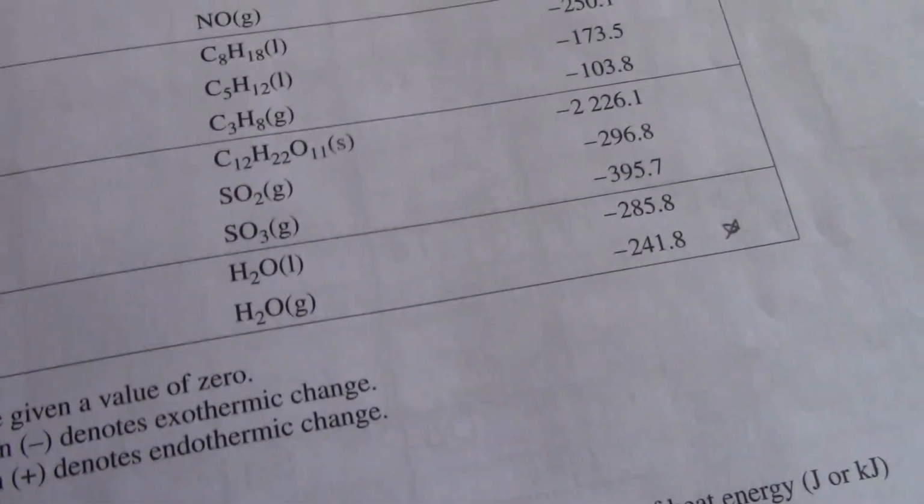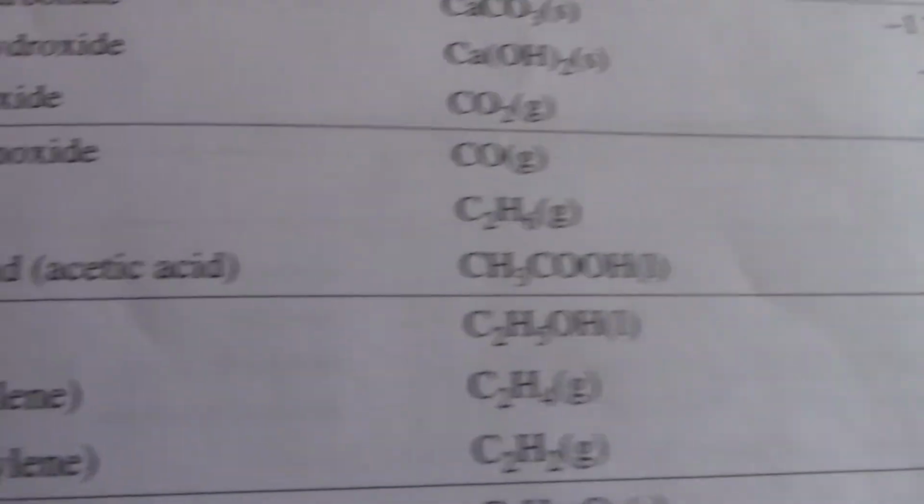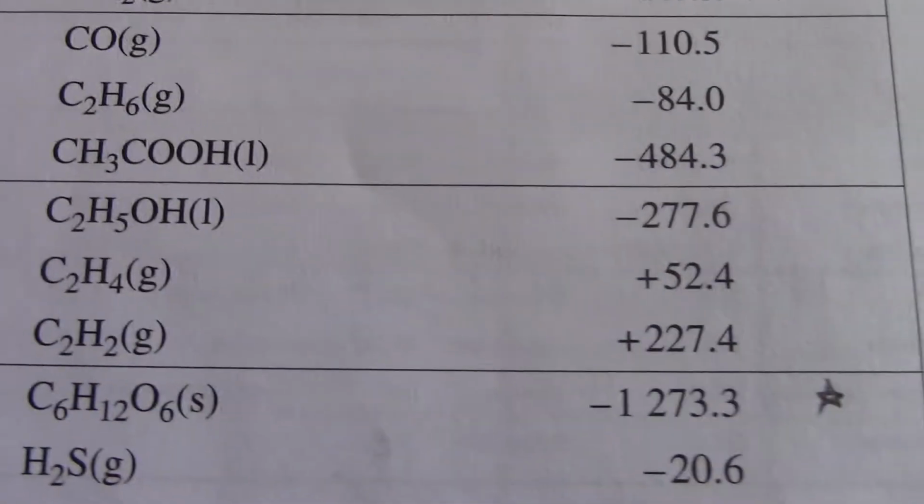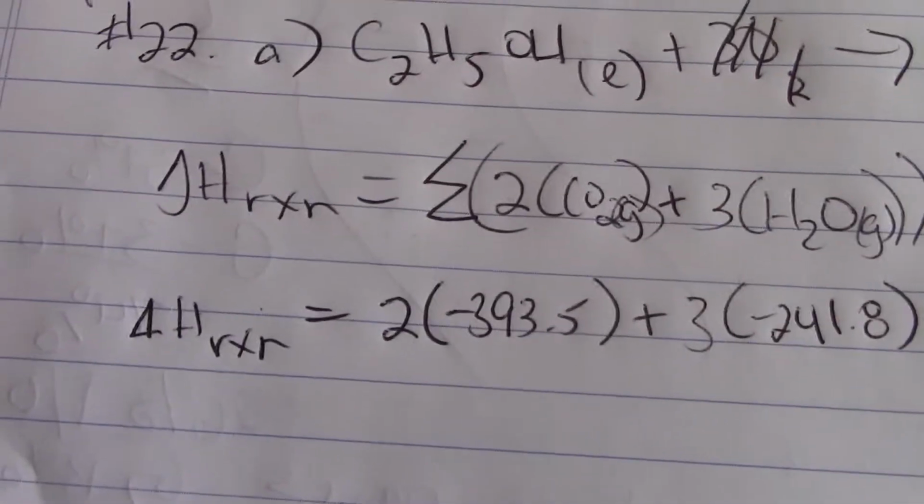And then minus, that is C2H5OH, which is ethanol, so that's alcohol, drinking alcohol. And that's negative 277.6. Okay, and these would all be kilojoules per mole.